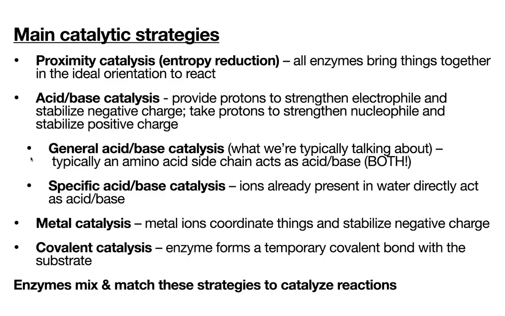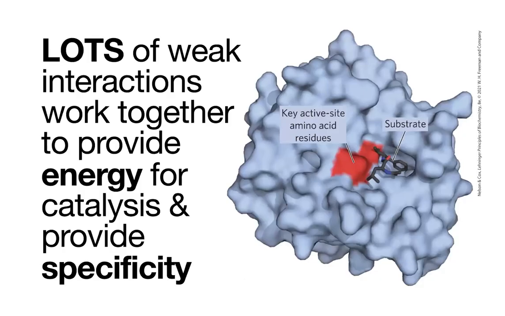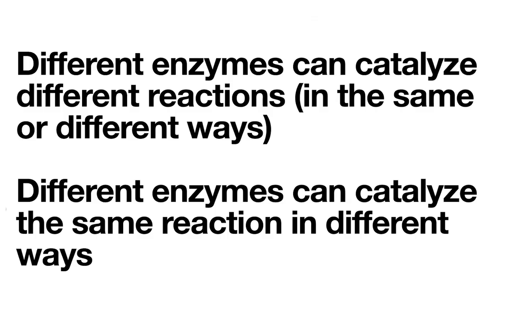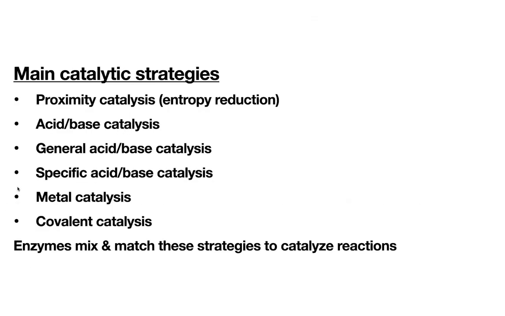Covalent catalysis, some enzymes are actually going to form a temporary covalent bond with the substrate. Most enzymes are just going to involve interactions with those intermolecular forces, and remember that they can form lots of different intermolecular forces with their substrate. And these are going to allow for lowering of the transition state as well as providing specificity. So we have a huge diversity of enzymes, and we can classify them in different ways. The enzymes are kind of going to mix and match these strategies, but all of them are going to be lowering the energy of the transition state.